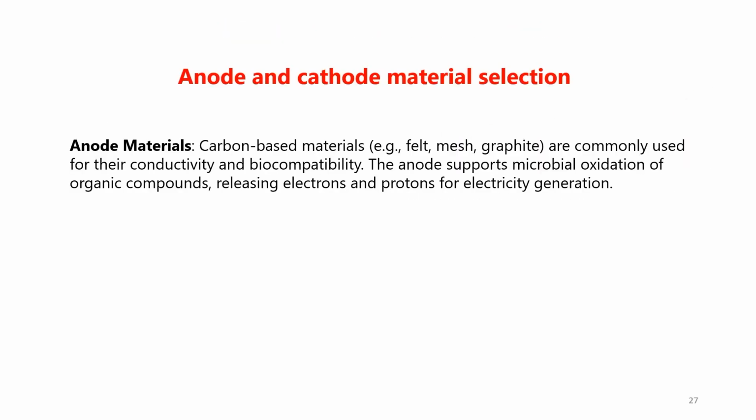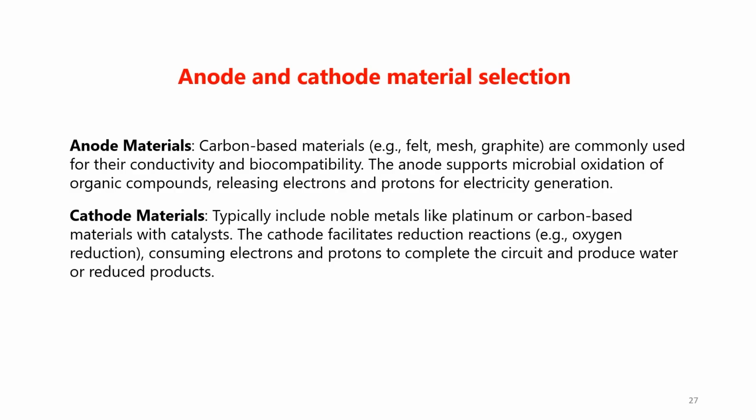Now, the anode and the cathode are the important components of a microbial fuel cell. How do we select the right material for making the anode and the cathode? In the case of the anode, carbon based materials, for example felt, mesh, graphite, are commonly used for their conductivity and biocompatibility, because the microbes have to grow on the anodes and they have to support the growth of microbes. The anode supports microbial oxidation of organic compounds, releasing electrons and protons for electricity generation.